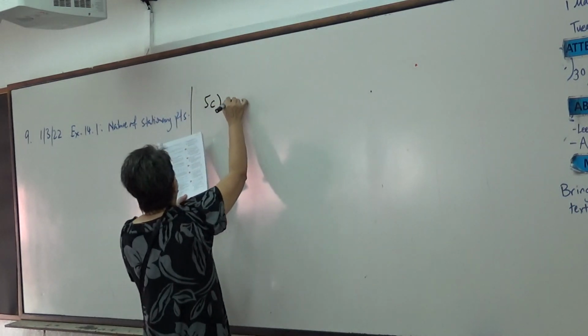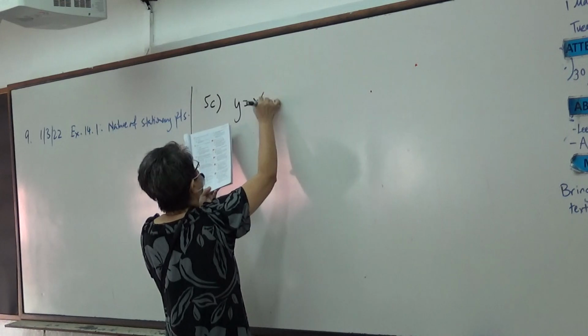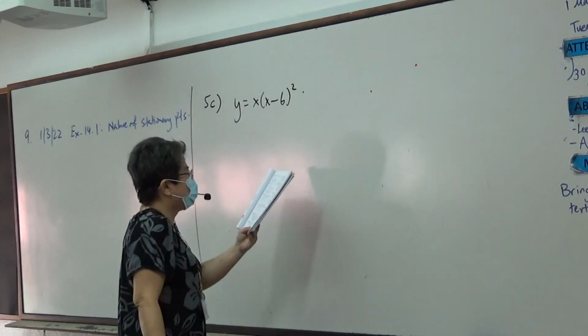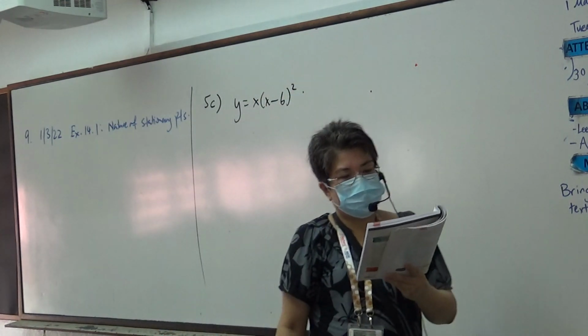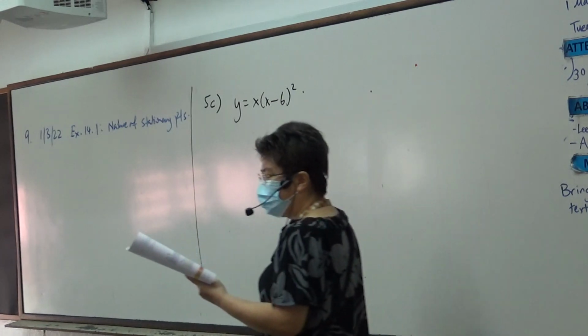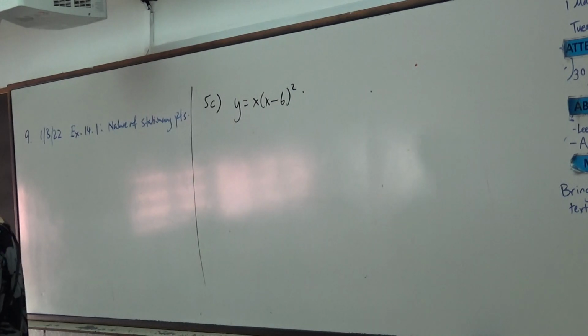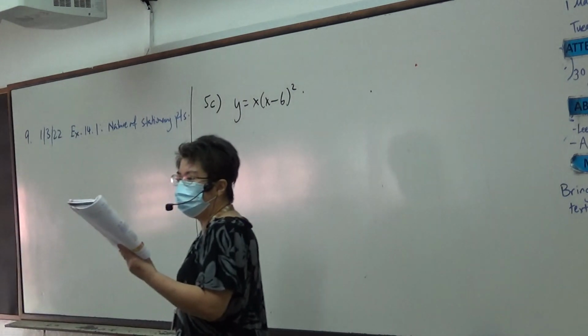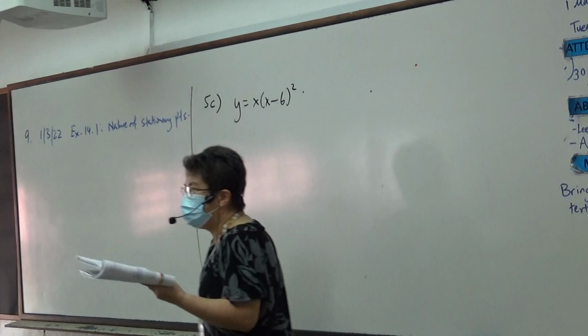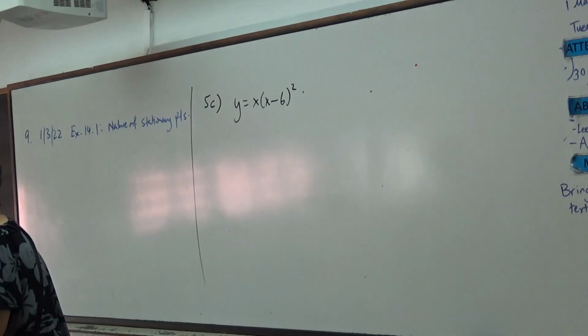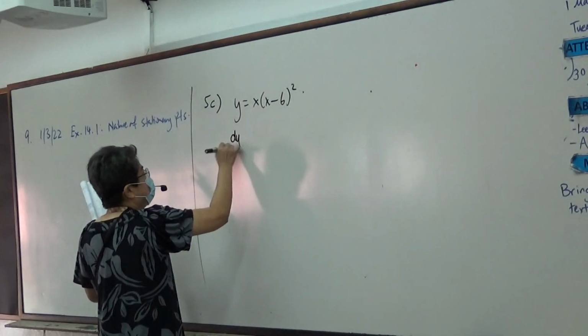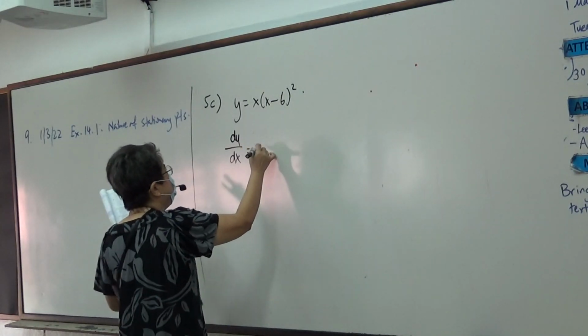5C. For each curve, find the stationary points. By considering the sign of d2y/dx squared, determine the nature of each stationary point. Now, this question wants us to use which derivative? Second, right? Okay. So, first of all, can we go and find out dy/dx first?